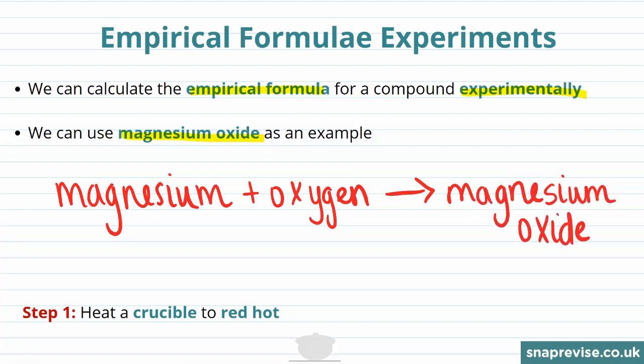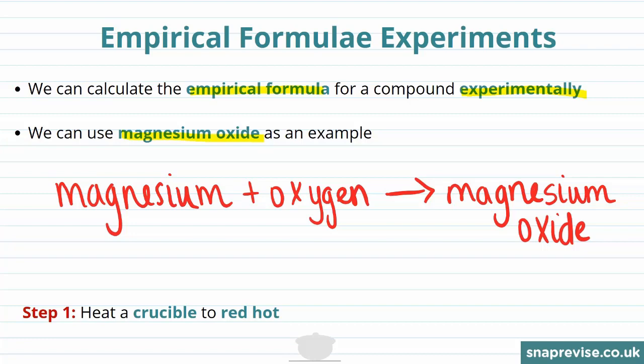Let's think about how we might go about calculating the mass of magnesium and the mass of oxygen that react together in order to form magnesium oxide, which we could then use with the method described in the previous slide to work out the empirical formula of magnesium oxide.